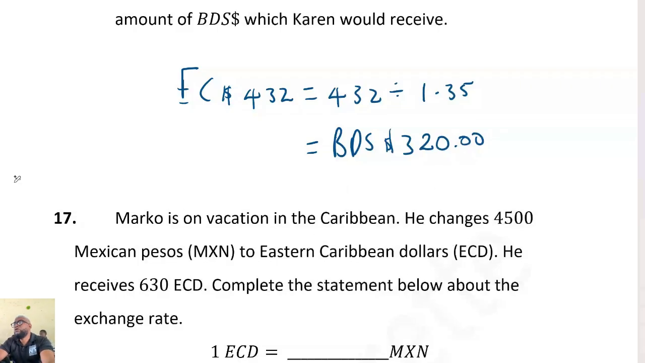Right, let's go. So Marco is on vacation in the Caribbean. He exchanged 4,500 Mexican pesos to Eastern Caribbean dollars, which is ECD, the same thing as EC, right? He received 610 EC dollars. Complete the statement below about the exchange rate. So one EC dollar is equal to how many Mexican pesos?